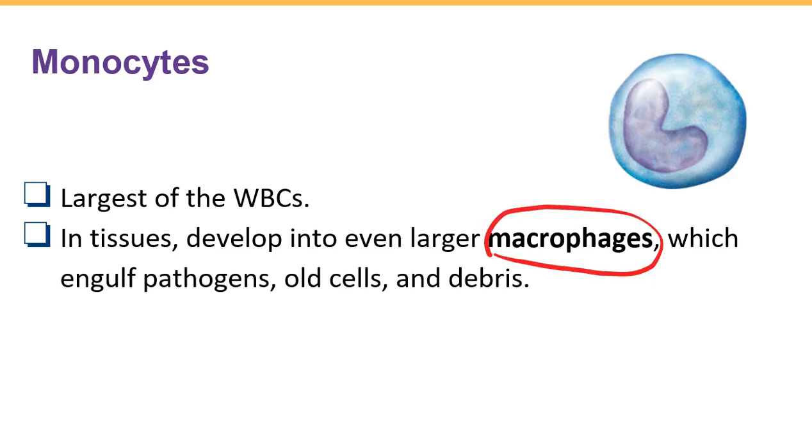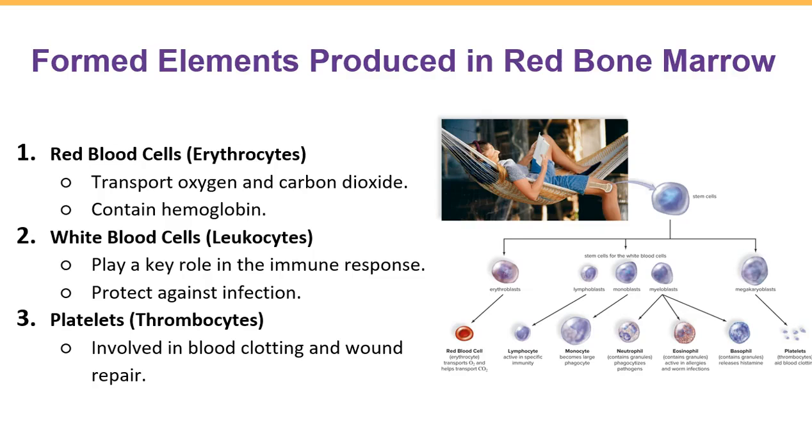So monocytes can leave the blood and go to the tissues and become macrophages, which can live in our tissues for years, as their job is to engulf pathogens, old cells, and debris, and they are part of our immunity as well. Okay, so then speaking about white blood cells, where are they going to be produced?